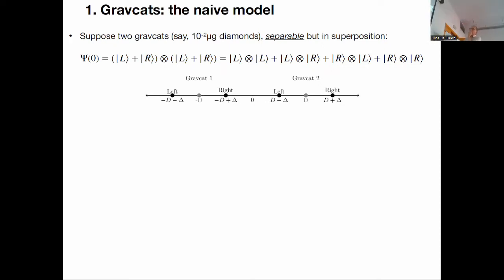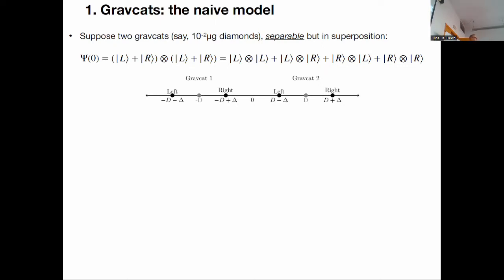All right, so we can multiply that out and get this state. Basically we get four terms, one of which is a state where both GravCats are in their left positions, one in which GravCat one's on the left and GravCat two's on the right, and so on. We're going to treat each of those separately, appealing to the linearity of the unitary evolution. What you notice is when I have the two left ones, they're a distance 2d apart. But if I have a left and a right, now they're a distance 2d plus 2 delta apart. They're further apart. We're going to assume in the experiment they're not moving to start with, there's no kinetic energy.